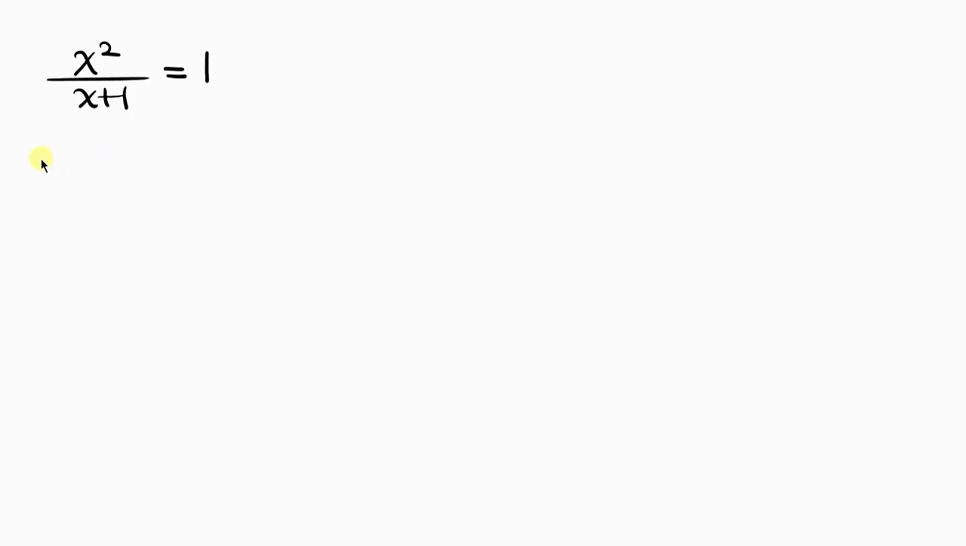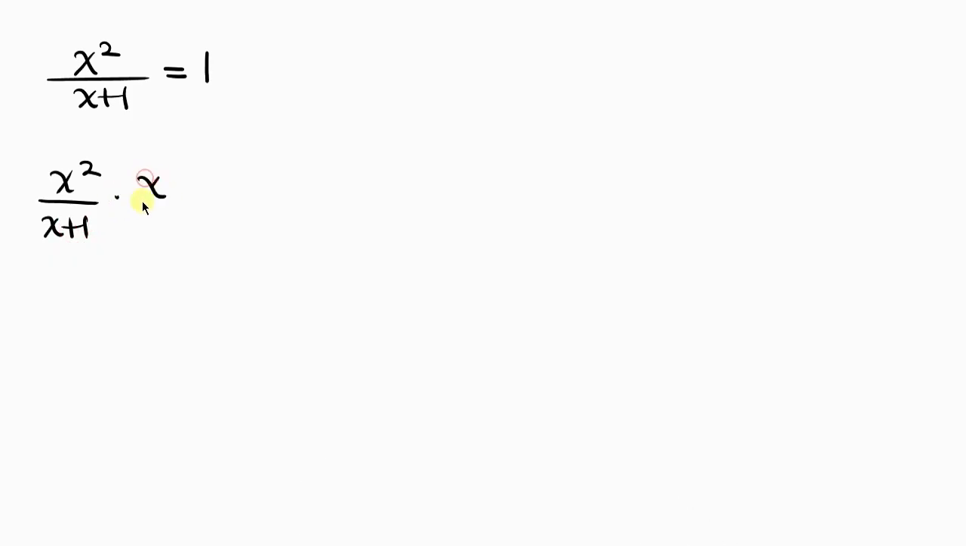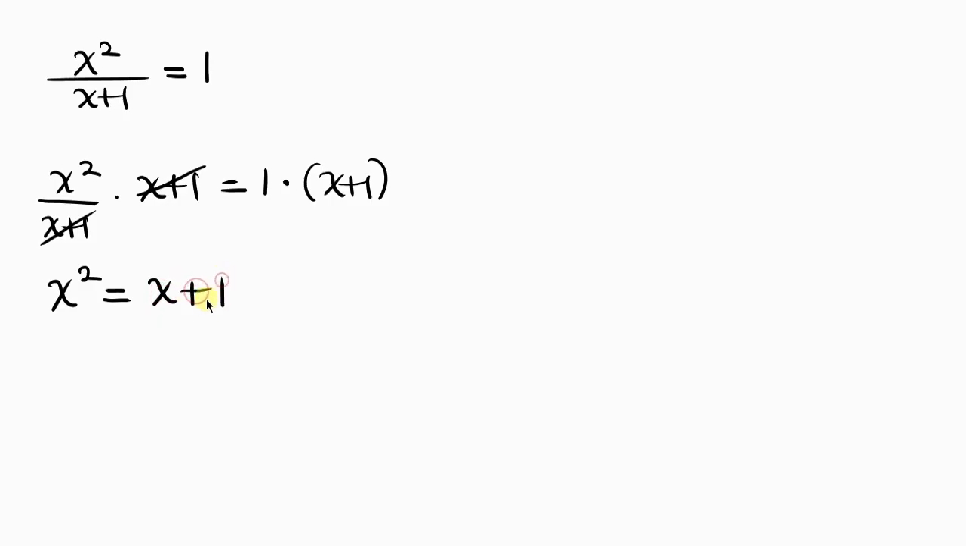So for the left hand side, we have x squared all over x plus 1. We multiply by x plus 1. This is equal to 1. We multiply by x plus 1. Very good. Now notice that x plus 1 will cancel out, clearing out the fraction, leaving behind x squared to be equal to 1 times x plus 1 is x plus 1.